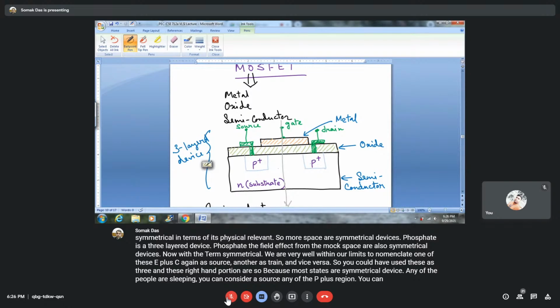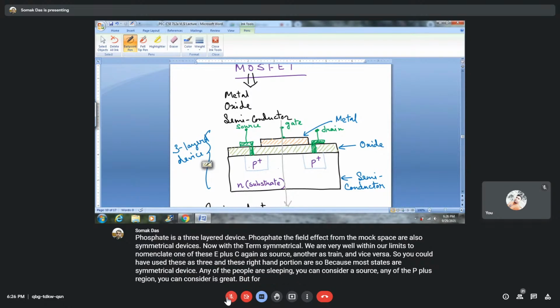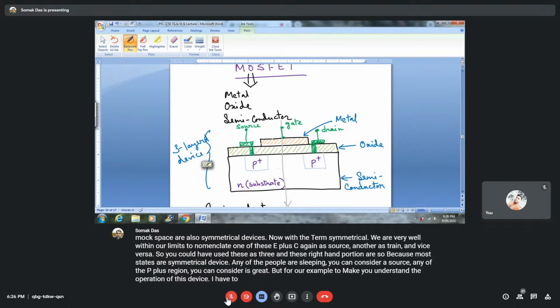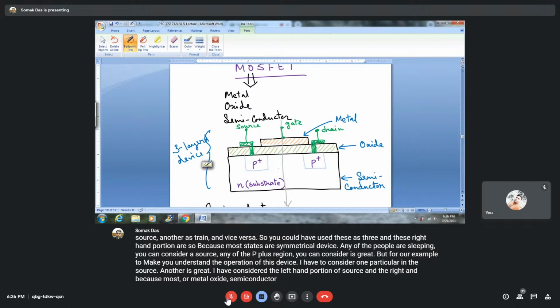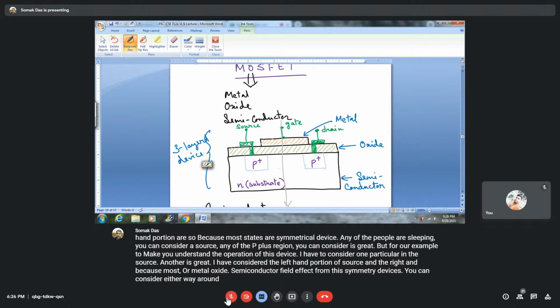But for our example, to make you understand the operation of this device, I have to consider one particular end as source, another as drain. I have considered the left hand portion as source and the right hand portion as drain. But because metal oxide semiconductor field effect transistors are symmetric devices, you can consider it either way around also. Is it clear? Tell me.